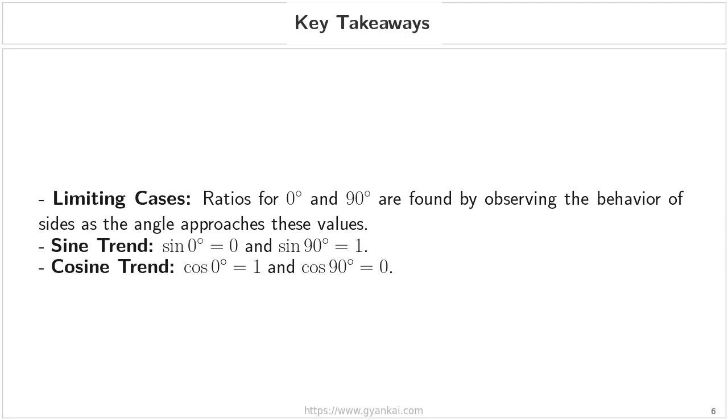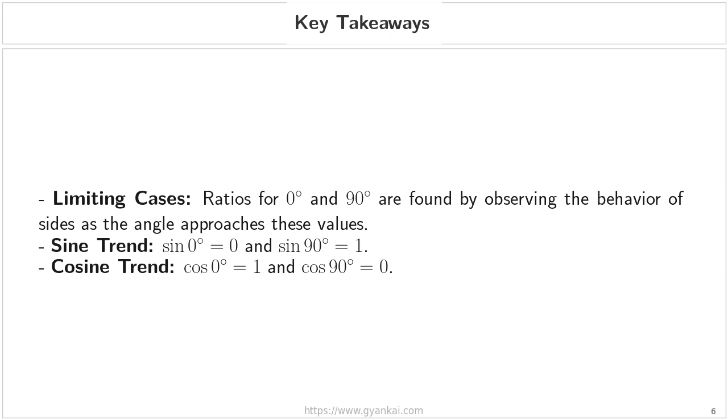Next, let's look at the trends for sine and cosine, which are the foundation of everything else we've studied. For sine, notice the progression. Sine 0 degrees equals 0, and as the angle grows to 90 degrees, sine 90 degrees reaches 1. Conversely, for cosine, the trend is the exact opposite. Cosine 0 degrees starts at 1, and as the angle increases to 90 degrees, cosine 90 degrees drops down to 0.